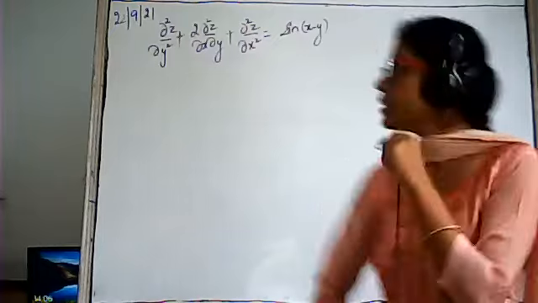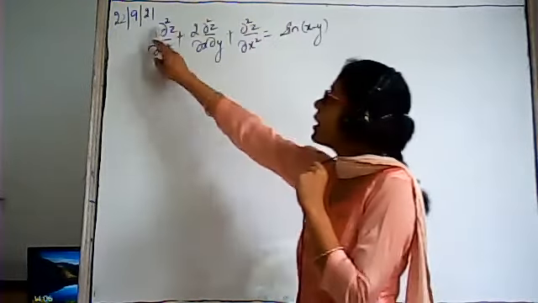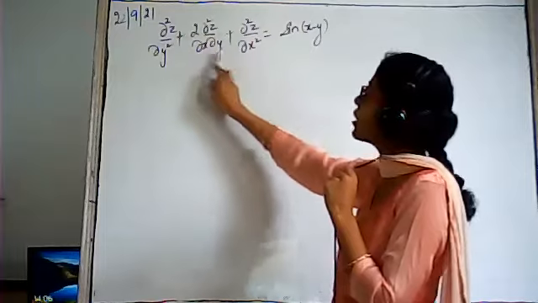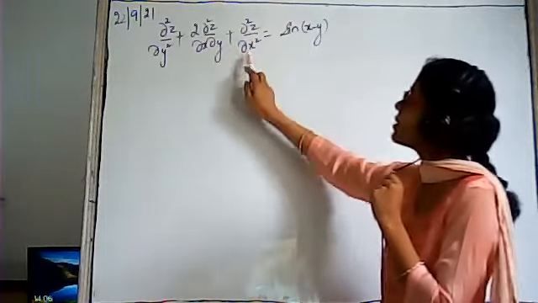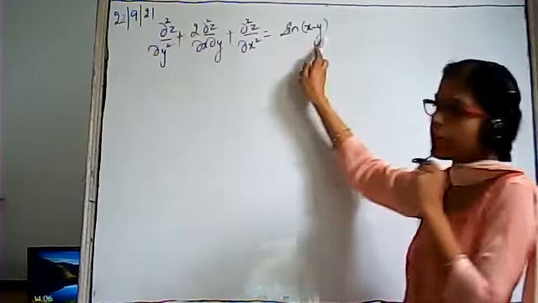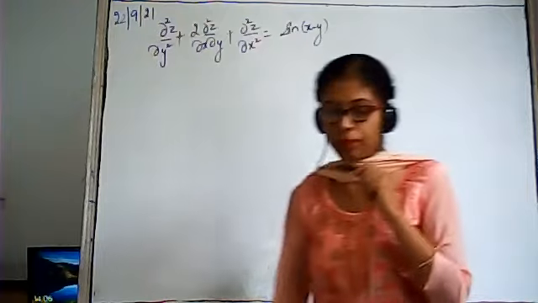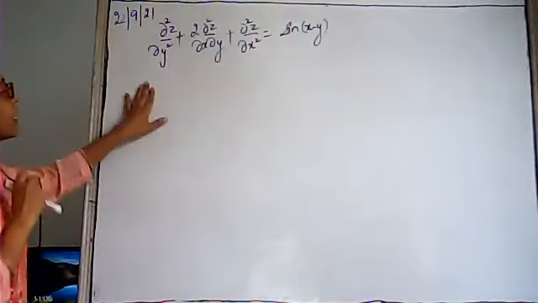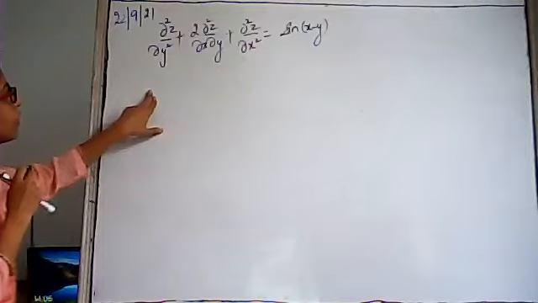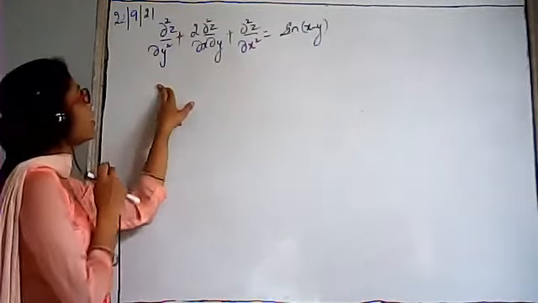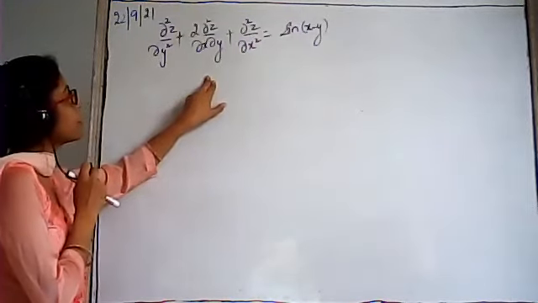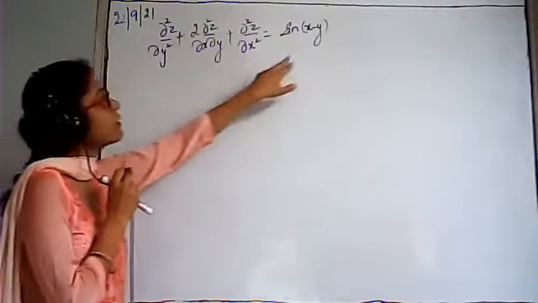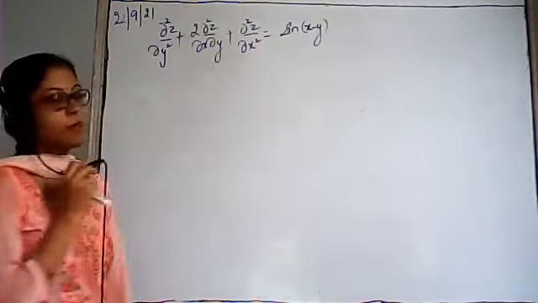Our first question is: solve ∂²z/∂y² + 2 ∂²z/∂x∂y + ∂²z/∂x² = sin(x − y). Again, I am repeating: solve ∂²z/∂y² + 2 ∂²z/∂x∂y + ∂²z/∂x² = sin(x − y).